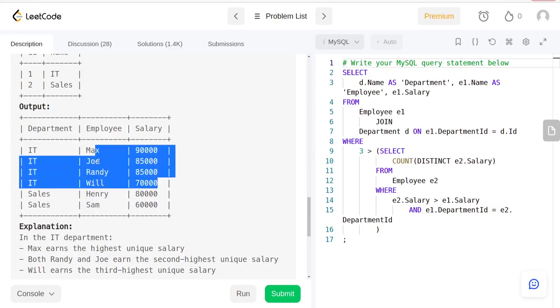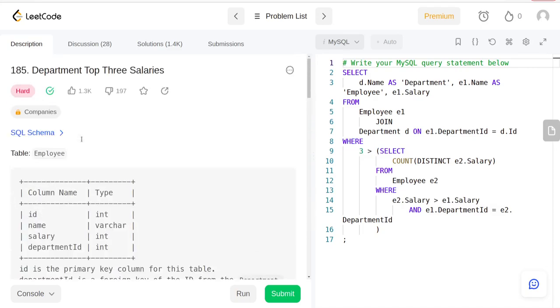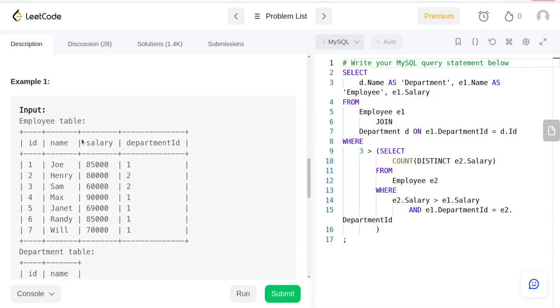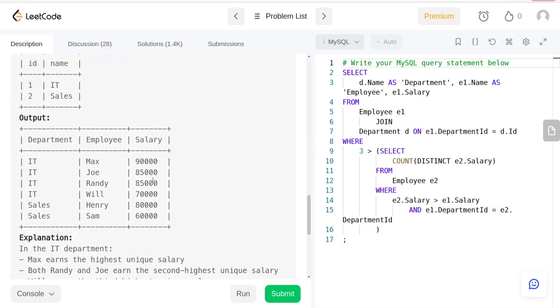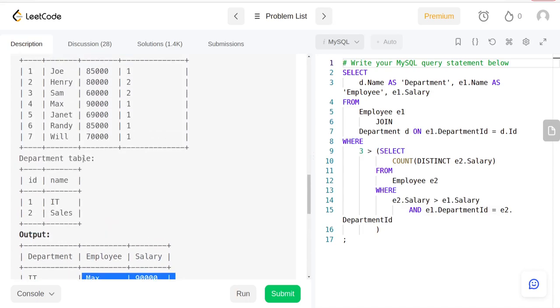So although the total number is more, we were just looking for the people with top 3 salaries. If a couple of people are getting the same salary, they're just going to be considered as one unit. So we are looking for the top 3 unique salaries, and there can be any number of people who are getting that.